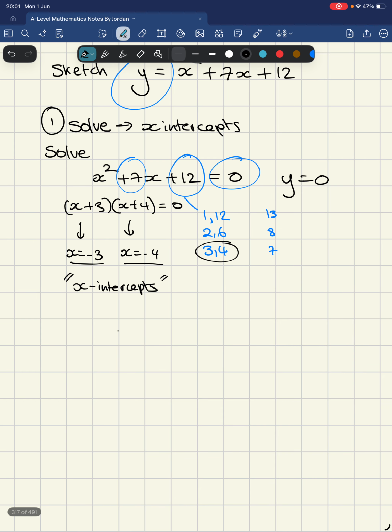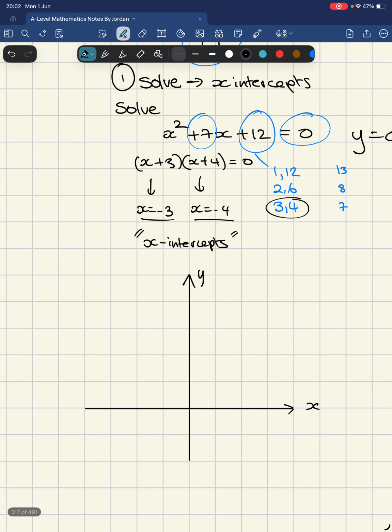So if I was to start trying to draw that out, this is my y-axis. There's my x-axis. So minus 3 and minus 4. Okay, let me just extend this out a little bit.